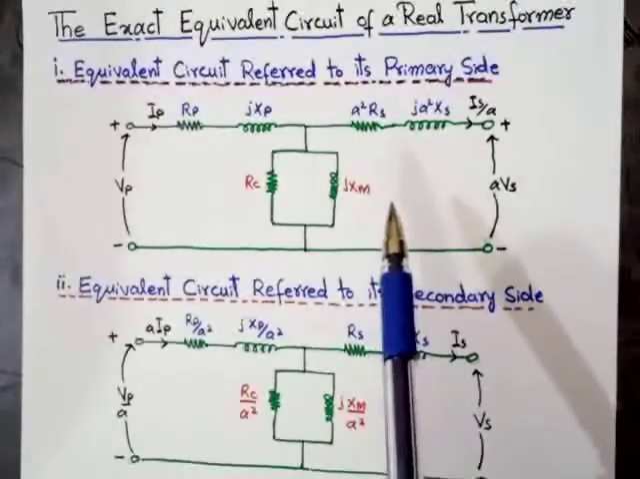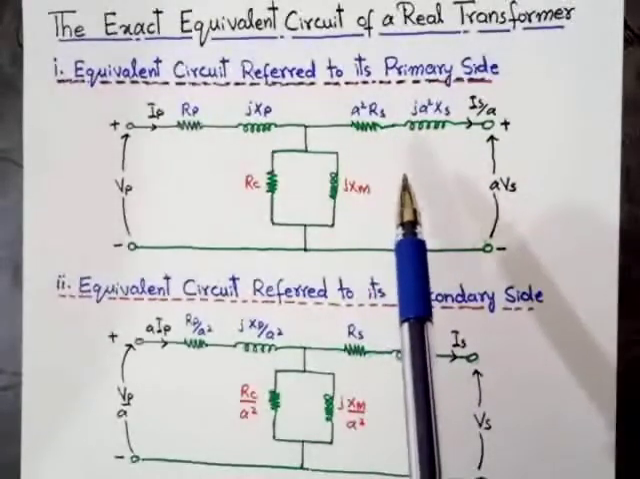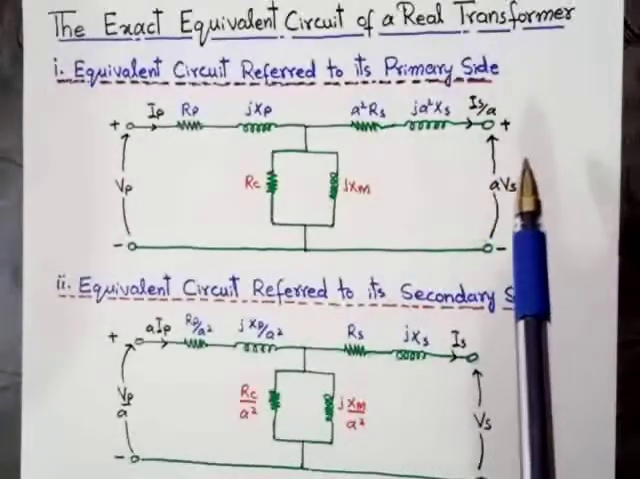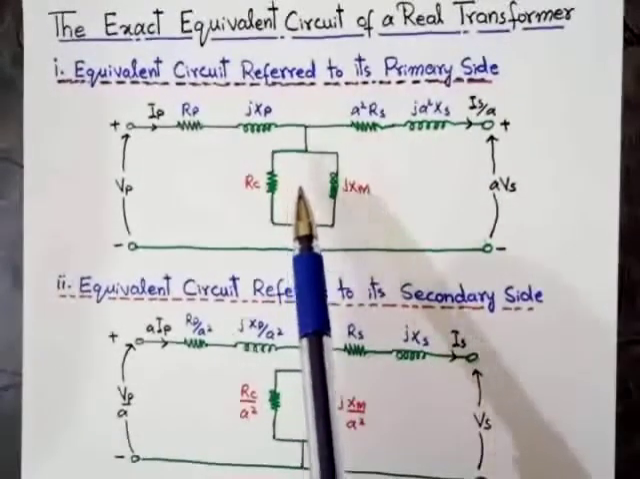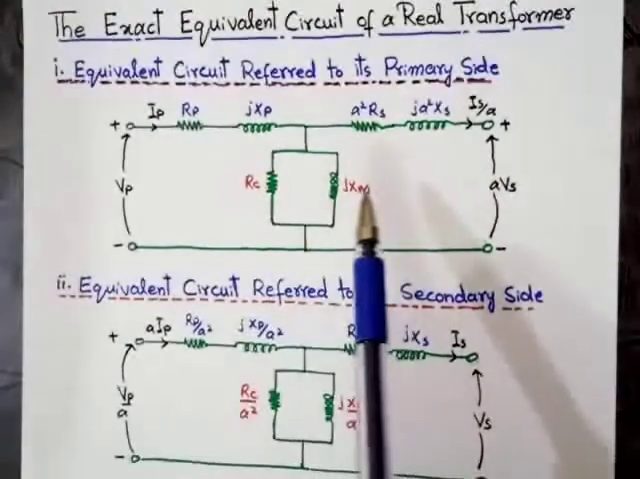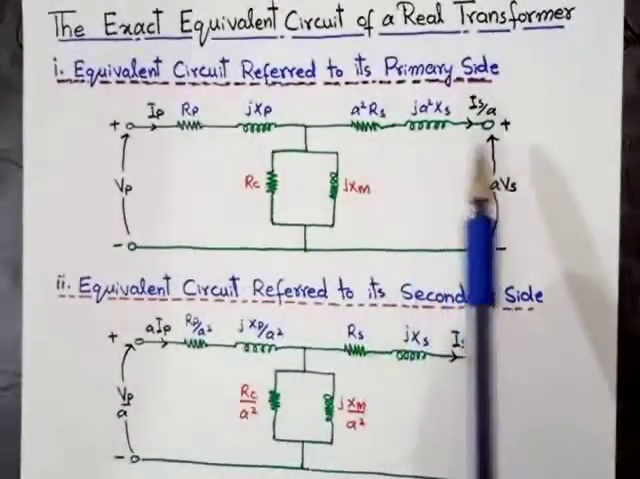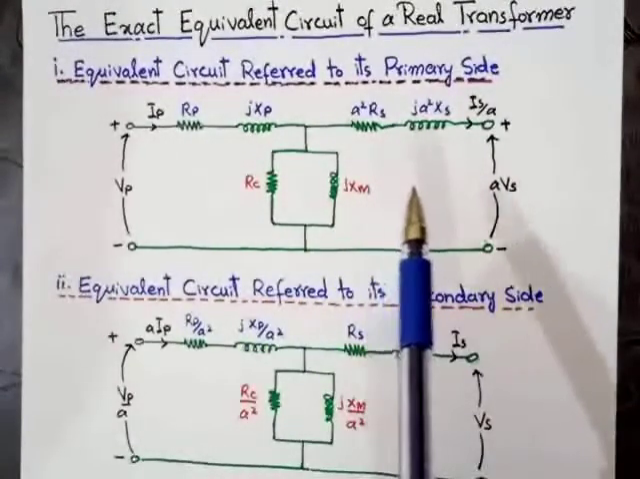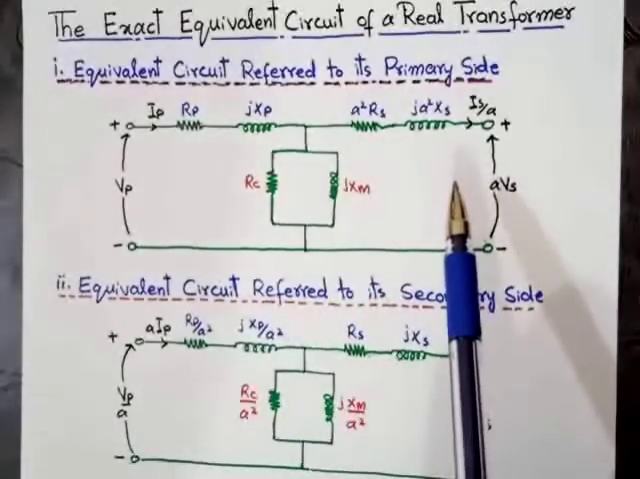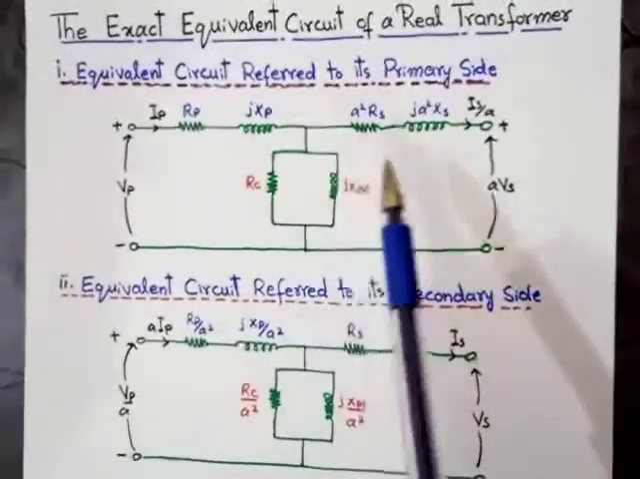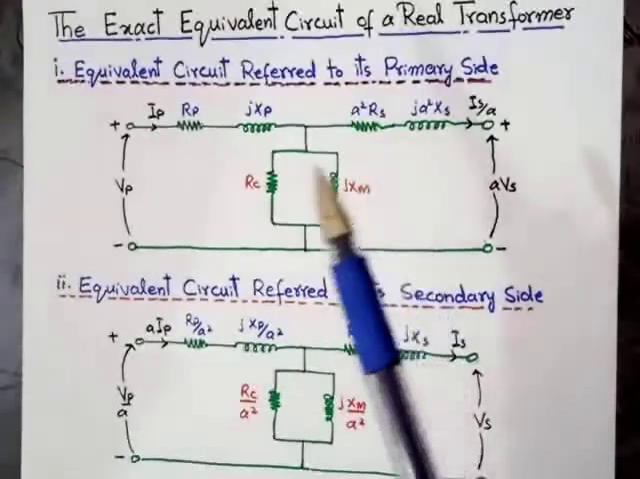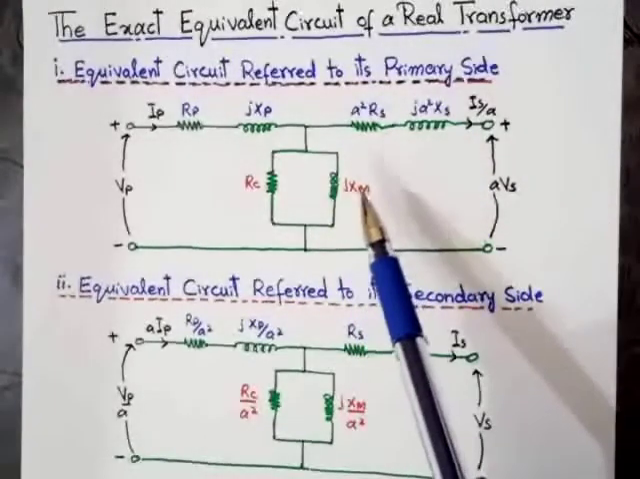So this is the equivalent circuit. In this equivalent circuit, we convert the secondary side into the primary side. Now as you can see in this circuit, there is no transformer. After the conversion, there will be no transformer in the equivalent circuit. So we can solve this equivalent circuit by using Ohm's law, KVL, KCL, etc.